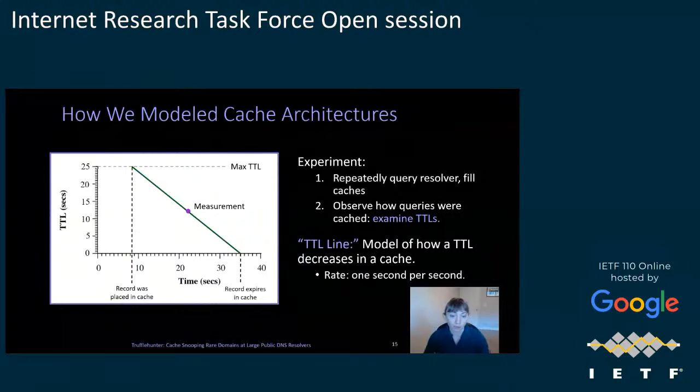We ran an experiment where from a single central location, we would repeatedly query a resolver and try and fill its caches. Then we looked at the query responses that came back, and we looked at their TTLs and their timestamps to try and figure out how the caches worked. At this point, I have to introduce the concept of a TTL line, which is just our model of how a TTL decreases in a cache. A TTL in a cache ought to decrease by about 1 second per second. So if you plot a bunch of measurements that have all hit the same cache, you ought to see, if you plot their timestamp against their TTLs, that decreases by 1 second per second. And that's this green line in the figure here. That's our model of what the TTL should be doing in the cache.